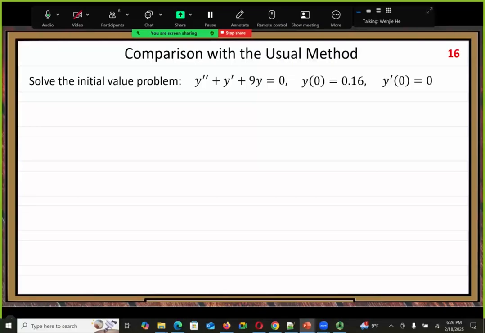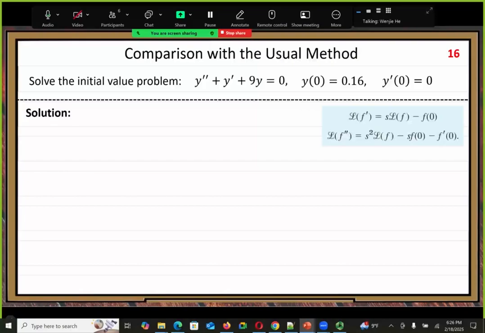This one I want to go a little fast. The calculation should be correct, so I do not need to correct it. Otherwise, too slow. All right, so let's apply the Laplace transform.